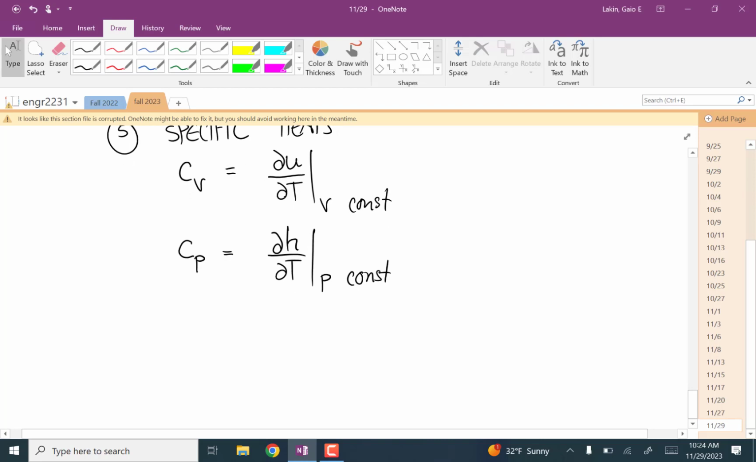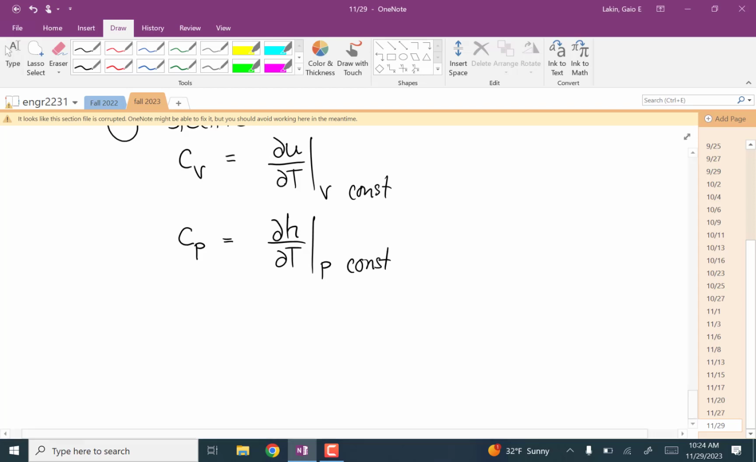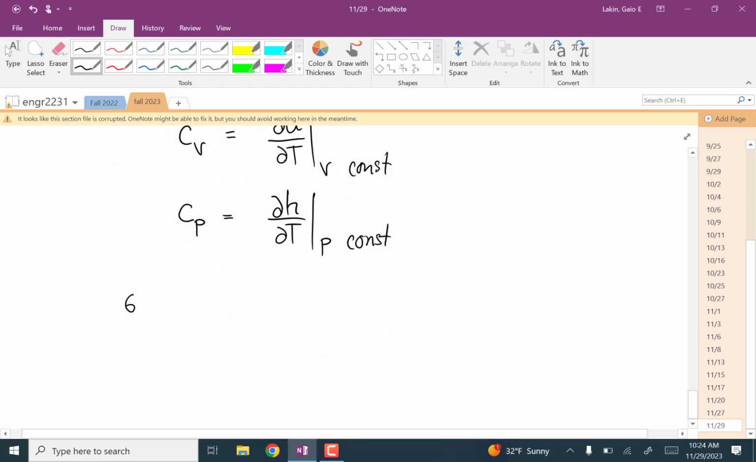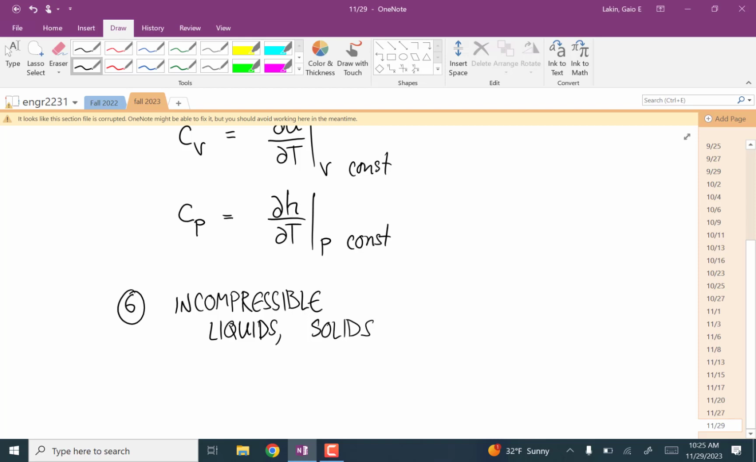And then incompressible materials. So these are the last two things. The first one is incompressible materials. These are liquids, and sometimes you'll use this with solids. We use the incompressible assumption for solids. For example, when we talked about throwing a hot piece of metal into a water bath, the calculations we did used the assumption of incompressible materials.